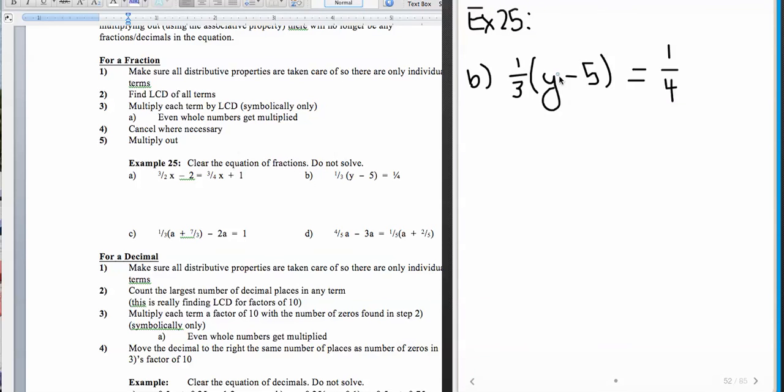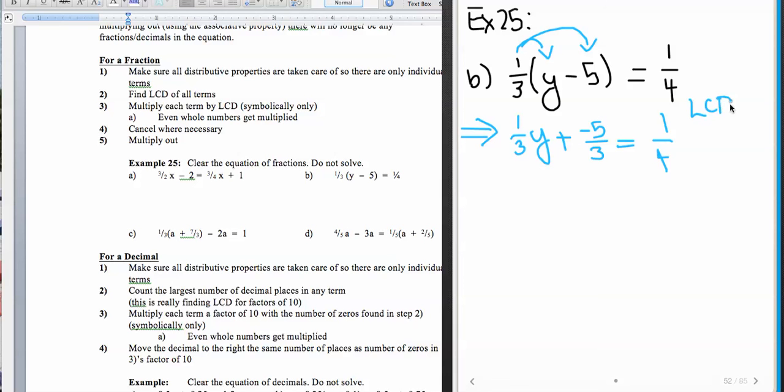In part B, we need to do the distributive property first. In order to clear an equation of fractions, distribute. You can do it without distributing, but there are a few things that happen with that process that we really want to avoid. So please distribute before you clear. 1/3 times y gives me 1/3 y, plus a negative 1/3 times 5, which is a negative 5/3, and that is equal to 1/4.